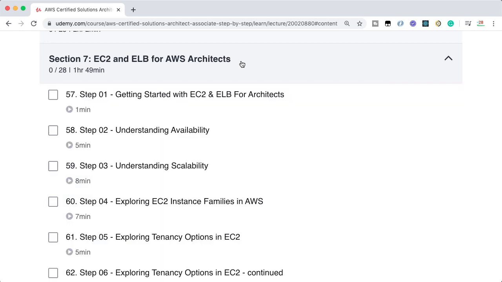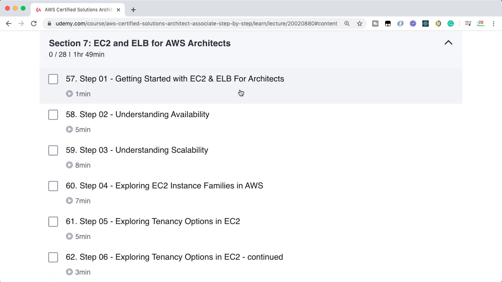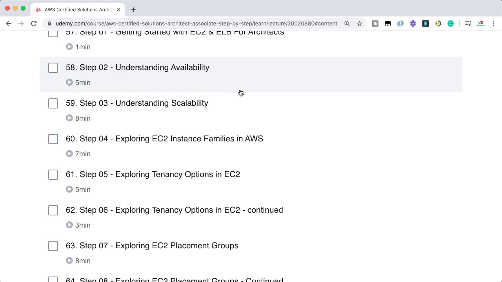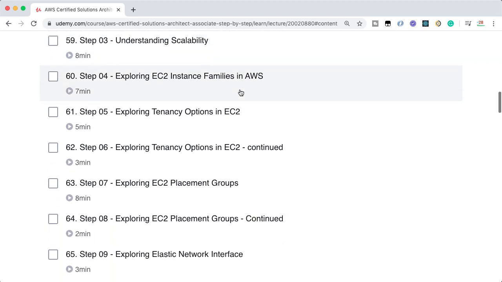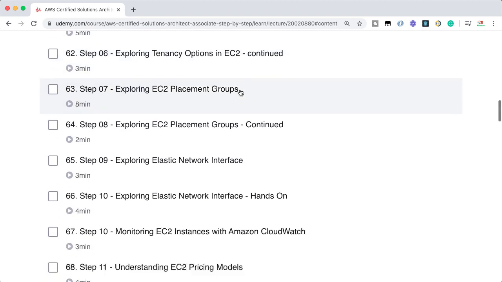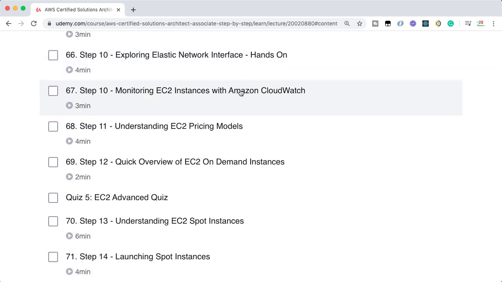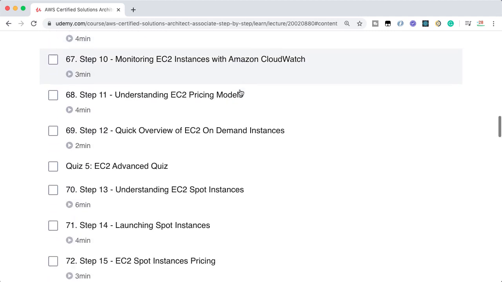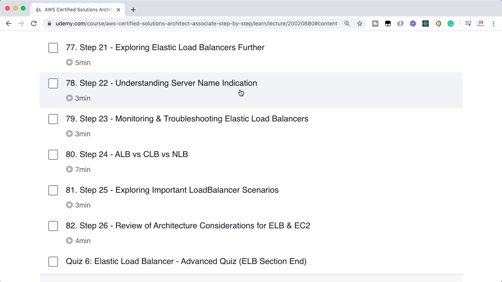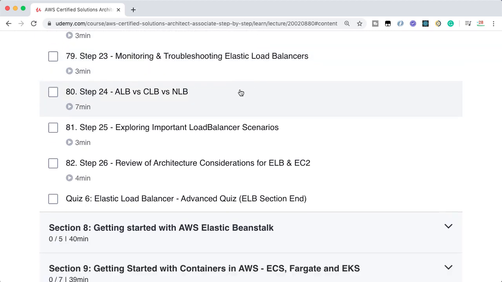Section 7 is all about EC2, Elastic Compute Cloud, and ELB, Elastic Load Balancing, for architects. You'll learn what is availability, what is scalability. We'll also explore what is vertical scalability and horizontal scalability, and we'll look at how you can achieve them for your EC2 instances and Elastic Load Balancers. We'll also look at a lot of different architectural aspects in terms of how you can improve the performance of your EC2 instances, how you can keep your costs low with EC2 instances, and how you can monitor and troubleshoot your EC2 instances and load balancers.